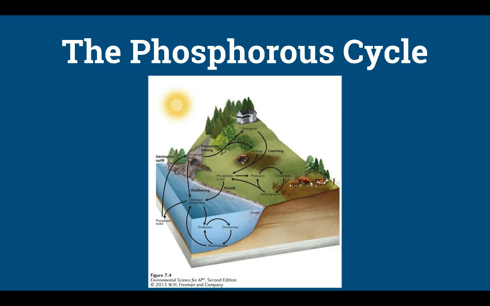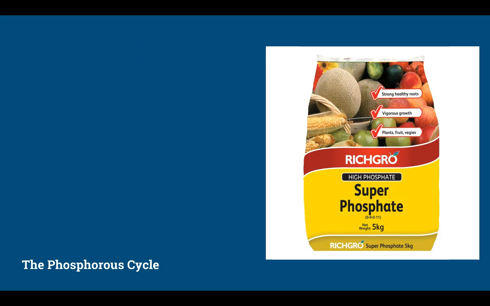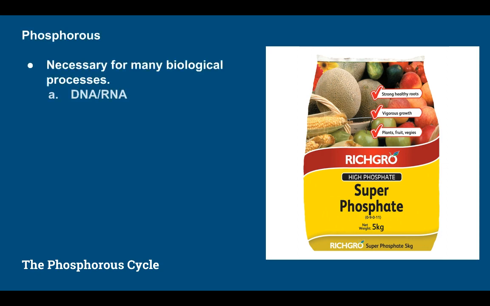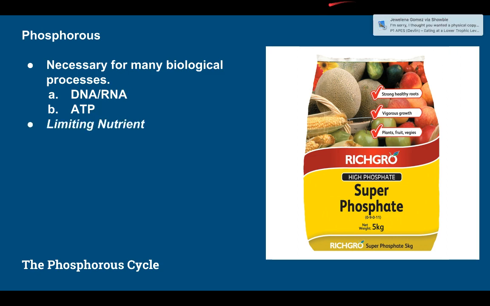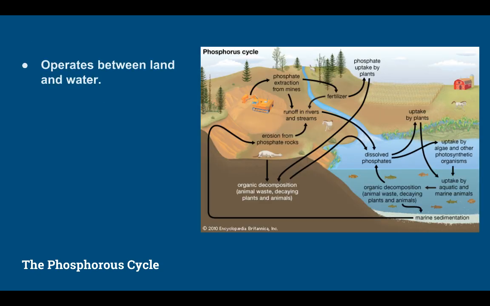Moving on to the phosphorus cycle, you're going to see it's another form of fertilizer used by humans. But we use it, it's in our RNA and DNA. It's the P in ATP, adenosine triphosphate, so it's used for energy. And just like nitrogen, it's a limiting nutrient as well. So it's needed in high amounts, but it's not found in nature quite often.